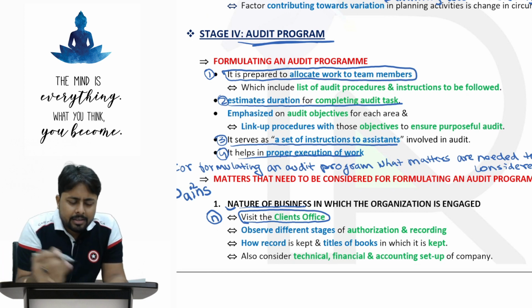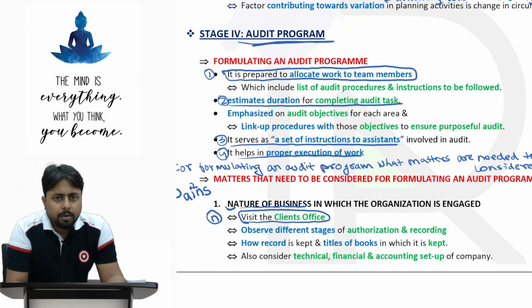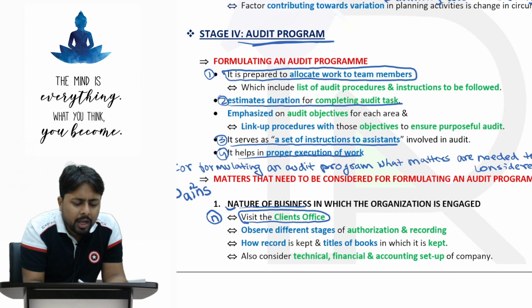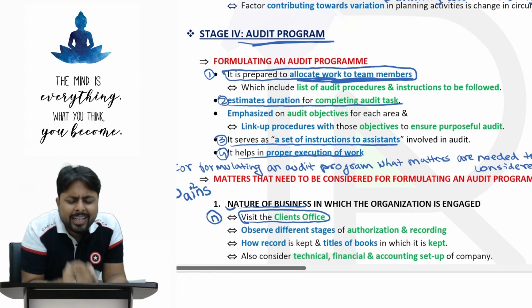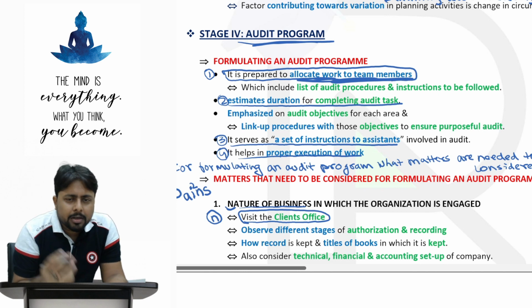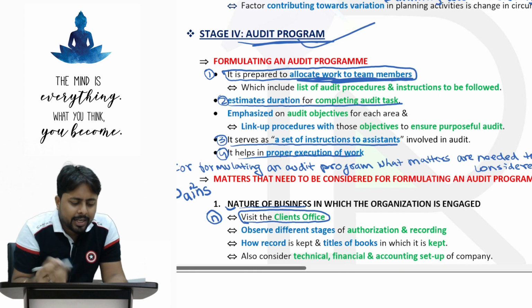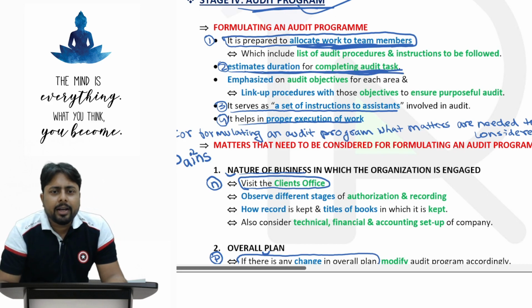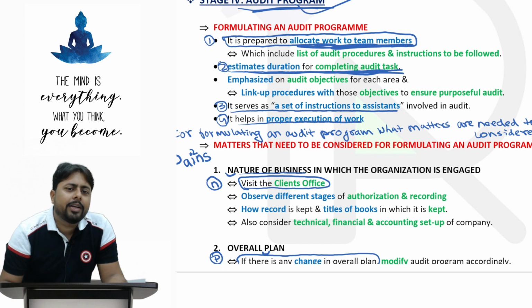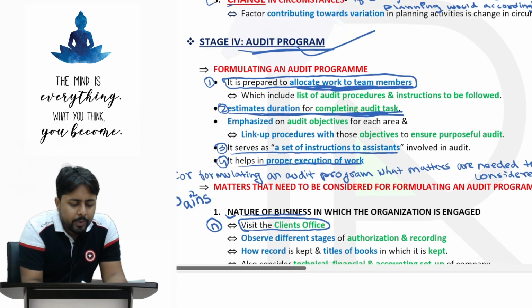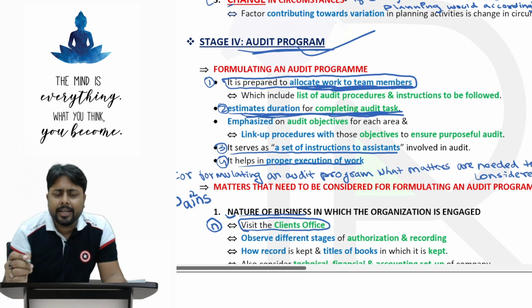Check, guys, we are studying from AuditPedia 4.0. So check what is written. It is written that in audit program, we allocate work to the different team members. What else do we do? We estimate duration for completing audit tasks. So how many hours will it take? It will take 120 hours to complete the entire audit. Or it will take 50 hours to complete the entire audit process. So in audit program, we estimate duration for completing audit tasks.